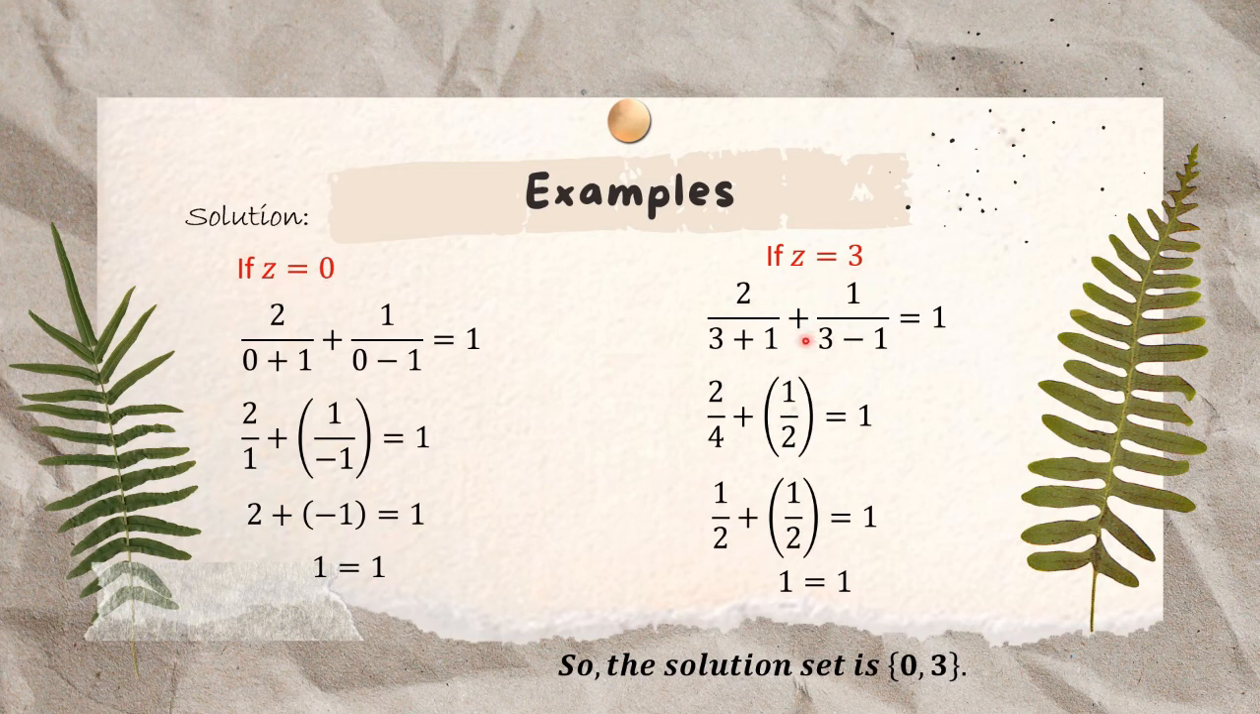If z is equal to 3, we have 2 over 3 plus 1 over 3 minus 1 is equal to 1. Then, let us simplify, 2 over 4 since 3 plus 1 is 4. And 1 half since 1 over 3 minus 1 is 2. And 2/4 is equal to 1 half plus 1 half is equal to 1, which is equal to 1 at the right side. Therefore, z is equal to 3 is a solution of the given equation. And the solution set is equal to 0, 3, since 0 and 3 are true solutions.